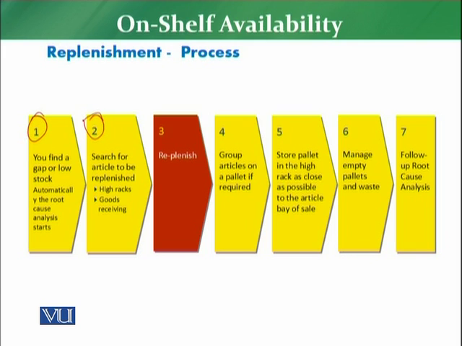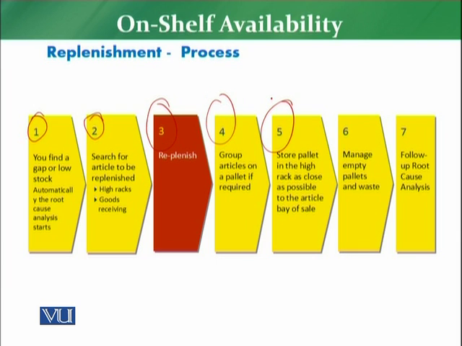You move to the second step: you search for the article to be replenished. Is this article available in the warehouse? Is this article available on the high racks? The third step is that you need to replenish immediately. Fourth is to group articles on a pallet if required. For example, if the products are available in the store but are in low stock, you need to group articles on the pallet if needed.